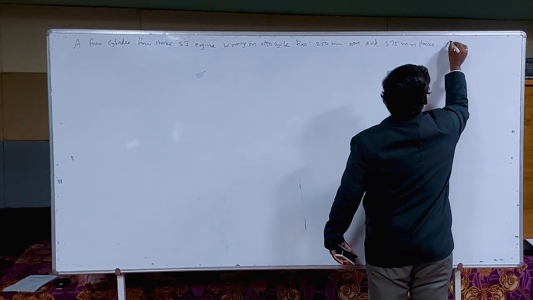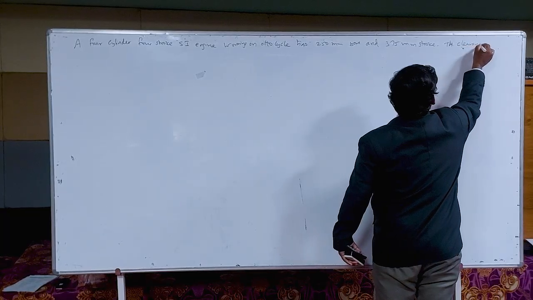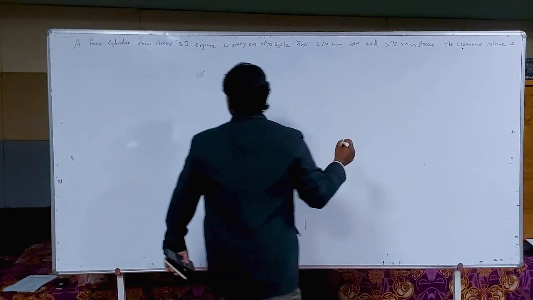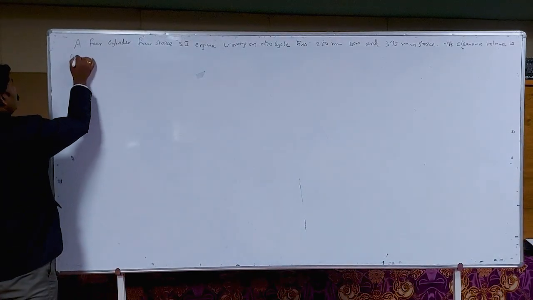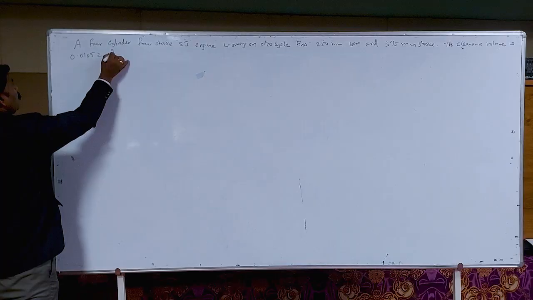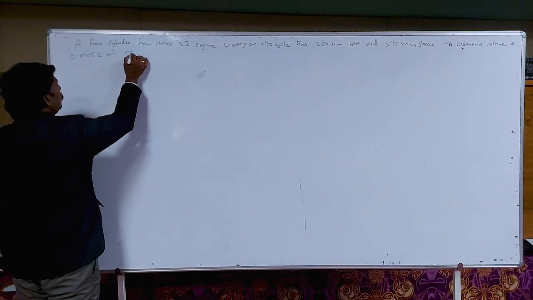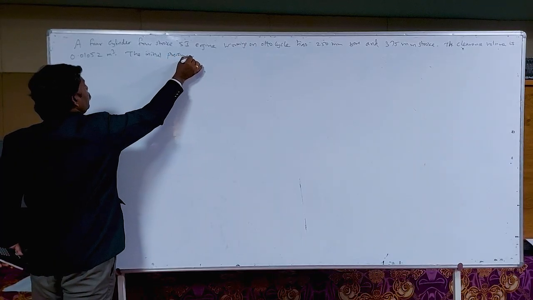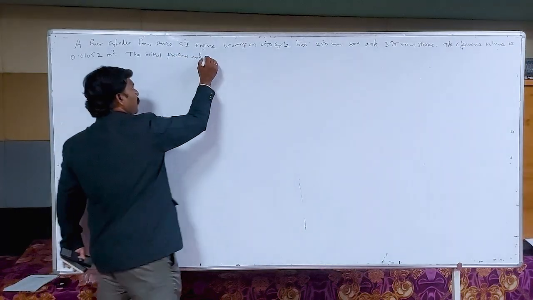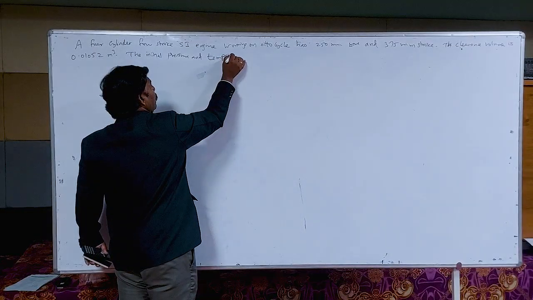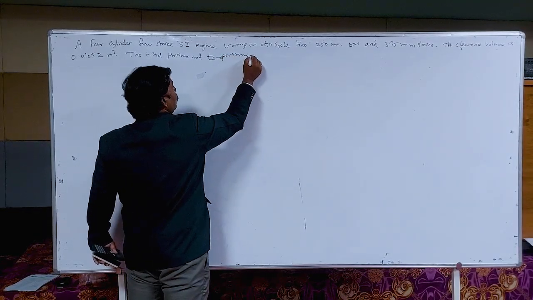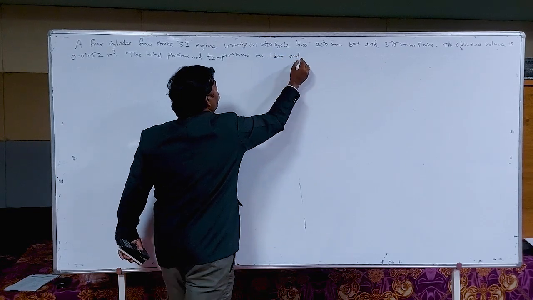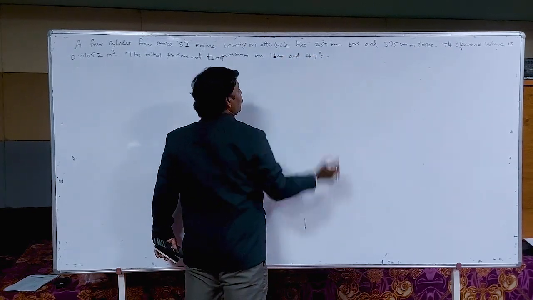The clearance volume is 0.01052 meter cube. The initial pressure and temperature are 1 bar and 47 degrees Celsius.